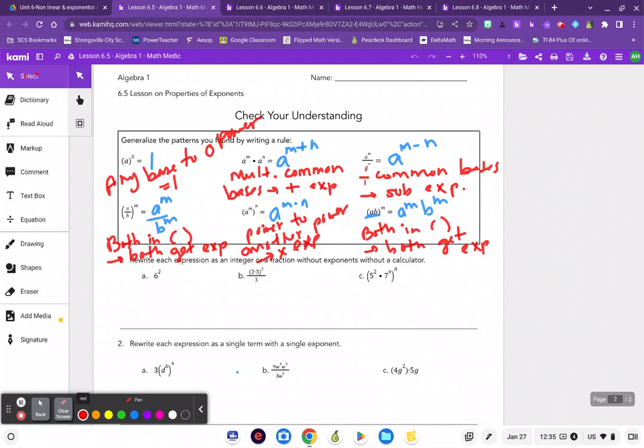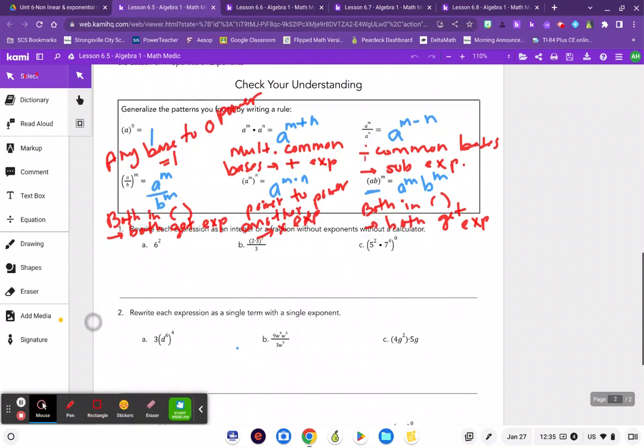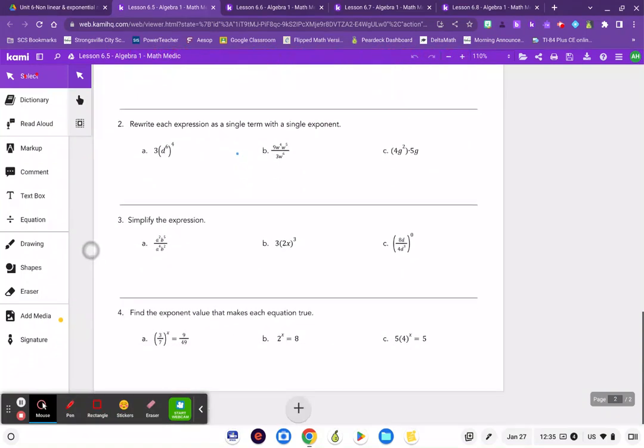So your job is to take those exponent properties that are a review from last year and complete this check your understanding problems. And if you have questions, let me know.